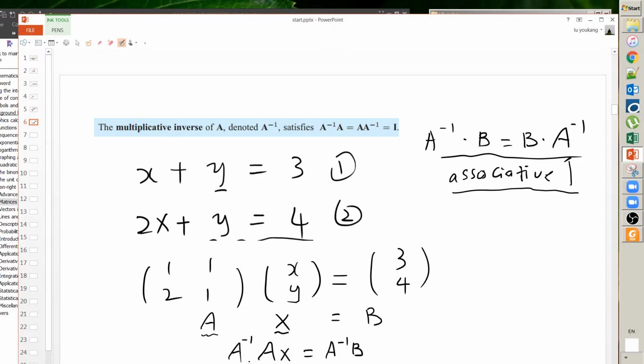If we multiply A inverse on both sides, can you see that this A inverse and your A cancel each other? So basically your X, which you need to find, is actually A inverse times B. Now the question is, given A here, how do you find A inverse? That's what we need to learn today. How do we find A inverse given a 2 by 2 matrix A?